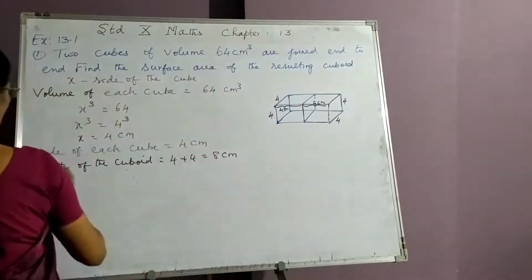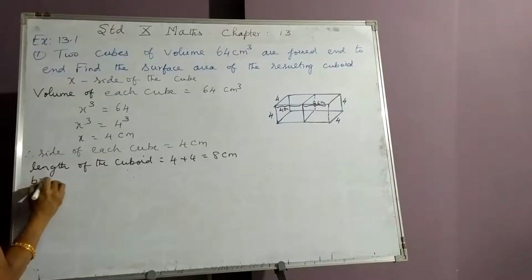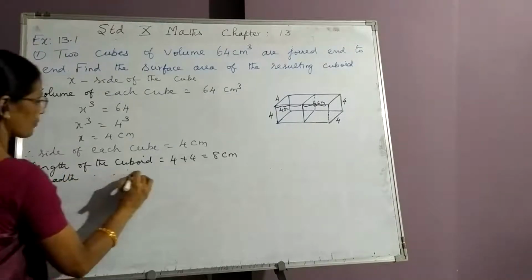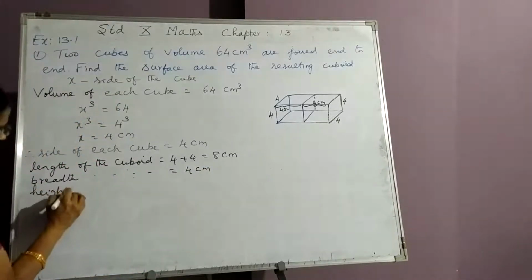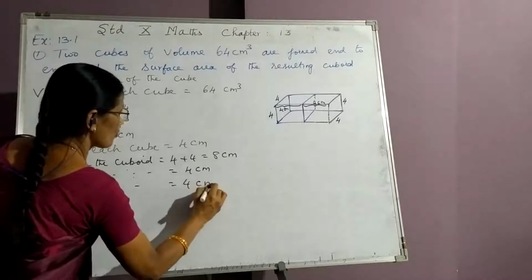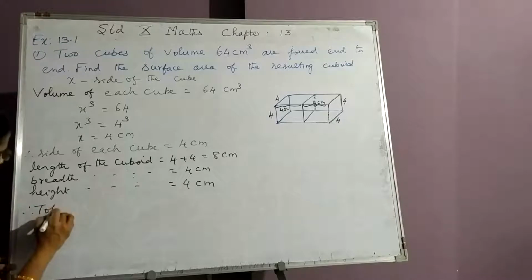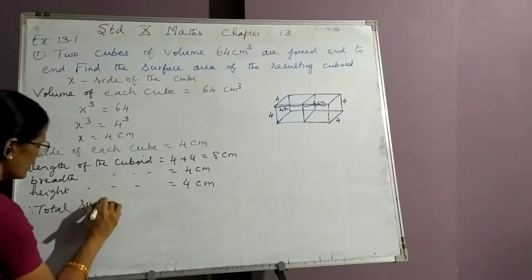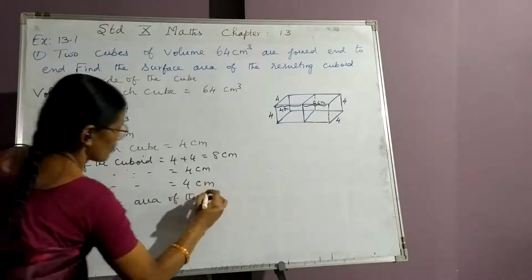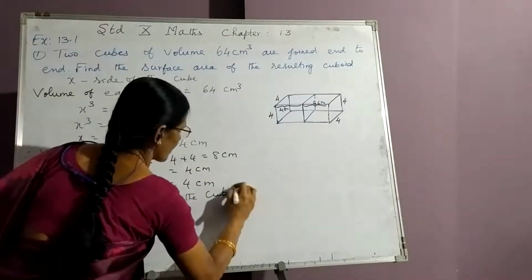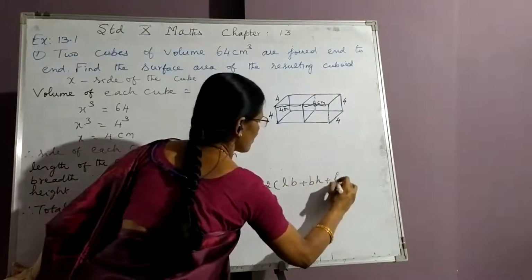Therefore, only the length differs, whereas breadth and height remain the same. So breadth of the cuboid is 4 centimeter and height of the cuboid is also equal to 4 centimeter. Therefore, total surface area of the cuboid is, the formula is 2 times (LB plus BH plus HL).